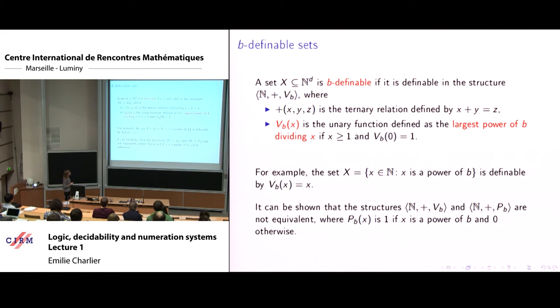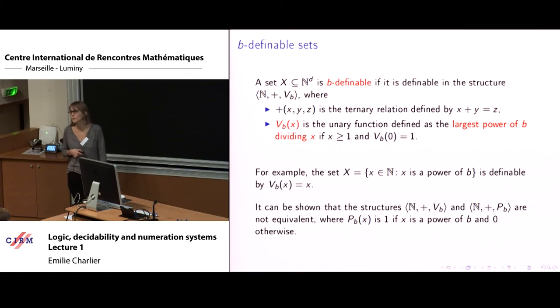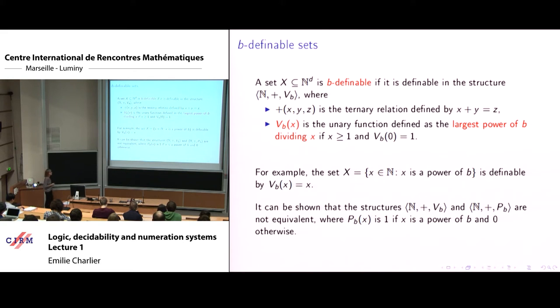Okay. You could consider the structure N, plus, P_b, where P_b is another function that maps an integer to 1 or 0. It's 1 if x is a power of b, so you can test if an integer is a power of b or not, but we can show that these structures are not equivalent. Everything here can be defined in N, plus, V_b, but the other way around is not true. And actually, that was the part where Büchi was wrong. So we are correcting that part in the theorem.